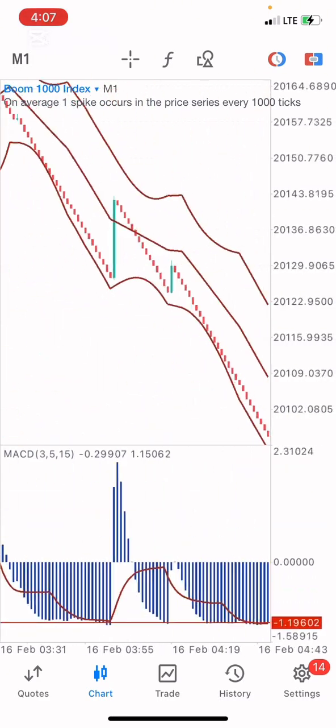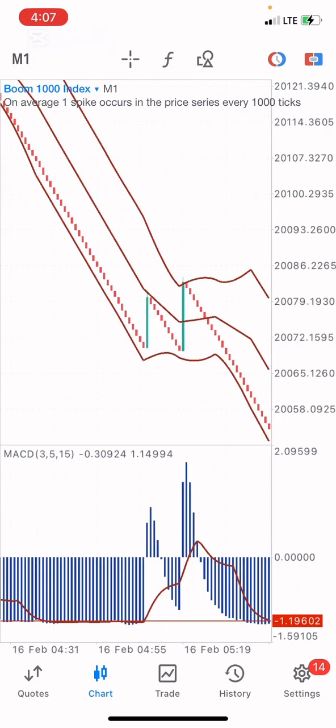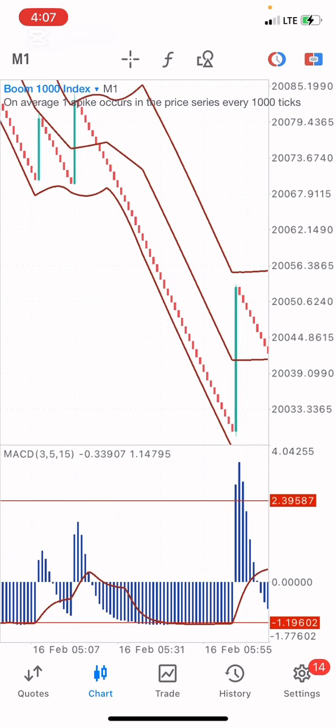You see more spikes at that point. But when price is below the Bollinger Bands, it is signaling a downward trending market, right? It's signaling a downtrend. Okay, so at that time, what do you want to see next?